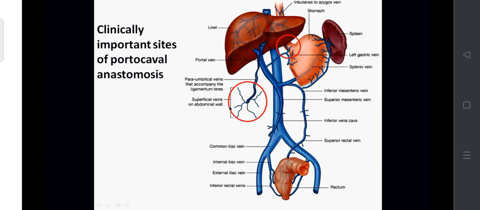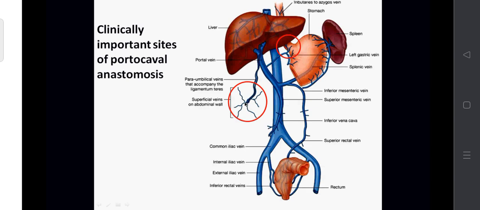The superficial veins of the anterior abdominal wall drain the blood above the umbilicus into the veins superior to the umbilicus, that is the superior epigastric veins and lateral thoracic veins, while the inferior veins go into the femoral veins through the superficial epigastric veins. Now, the umbilicus is a site for the anastomosis between the veins of systemic circulation and portal circulation.